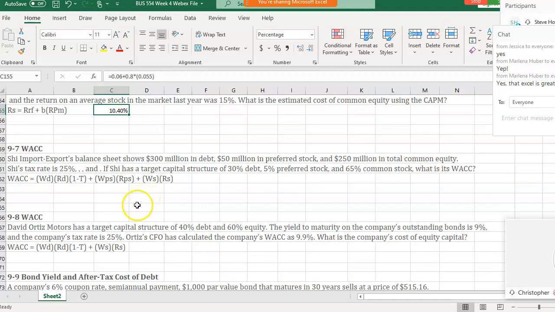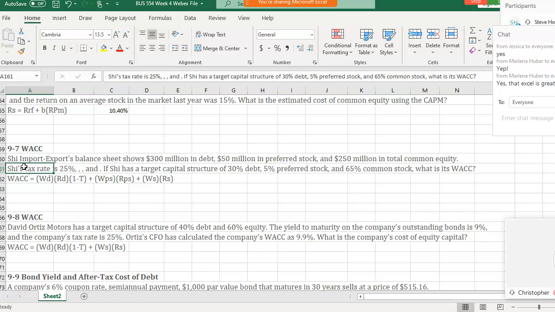Okay, and then question 7, it says that Shy Imports' balance sheet shows 300 million in debt, 50 million in preferred stock, 250 in equity. The tax rate is 25%. And if they want a target capital structure of 35 and 65, what is the WACC?